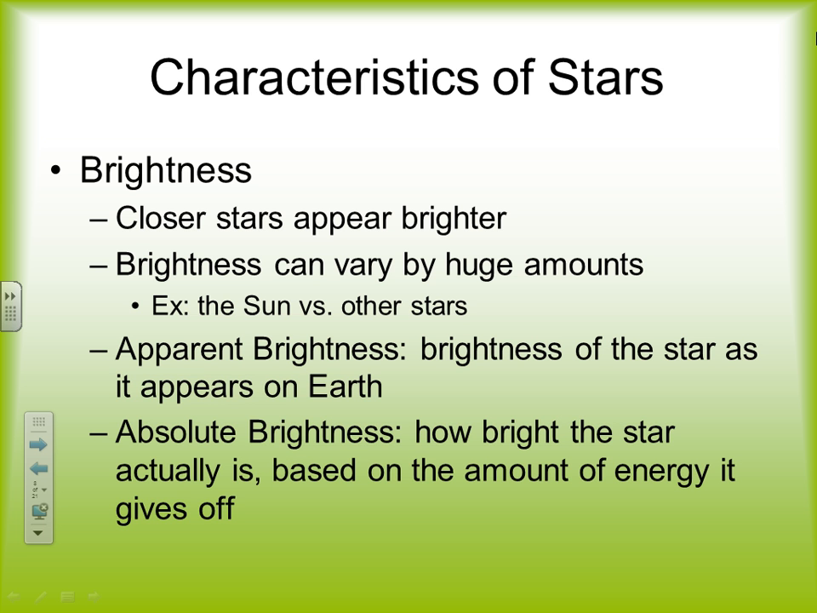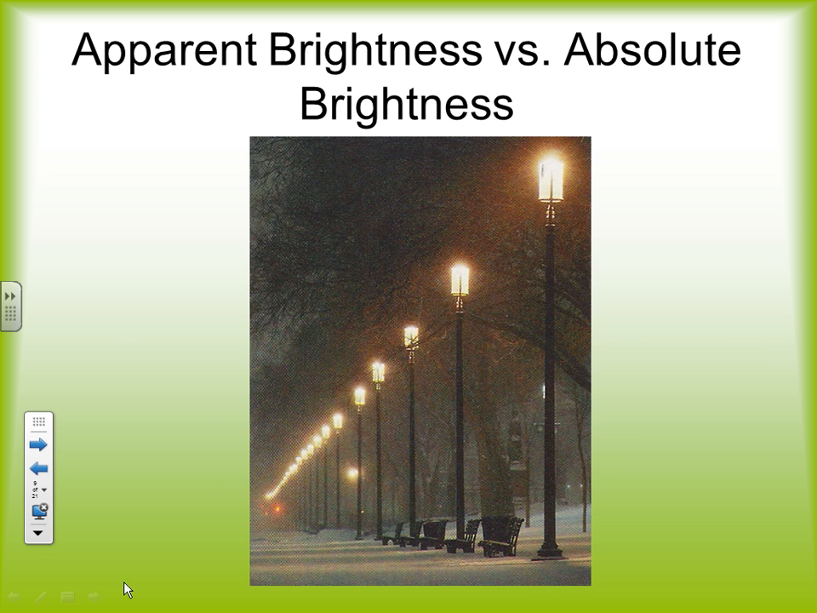So apparent brightness, how bright is it to us, versus absolute brightness, if we lined them all up together, how bright would they be? Illustrated by this picture, right? So if you're at a park and you have a row of these street lights, the one that's closer to you is obviously going to appear brighter to you, right? But that doesn't mean it's the brightest light out of the whole row. It's just because it's closer to you, right? So apparent brightness versus absolute brightness. Good there? All right. Let's do this part next.